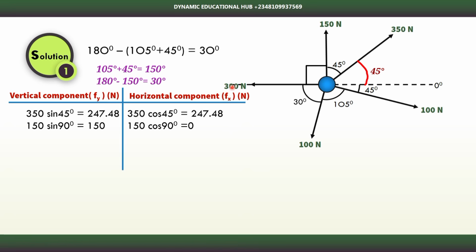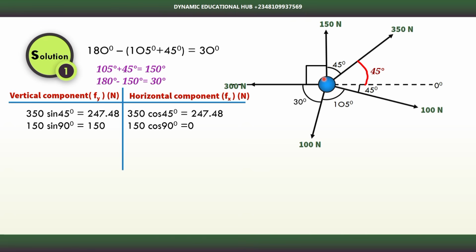Let's move to 300 Newton. Before we start solving 300 Newton, let's observe the direction. It's pointing towards the left hand side, so if you are resolving into horizontal components, it's going to be negative. Now for vertical components as well, let's see what will happen. What is the angle of inclination of this 300 Newton with the horizontal plane? We can see that it is 0 or 180 degrees.